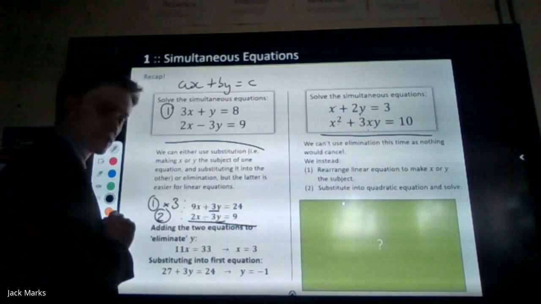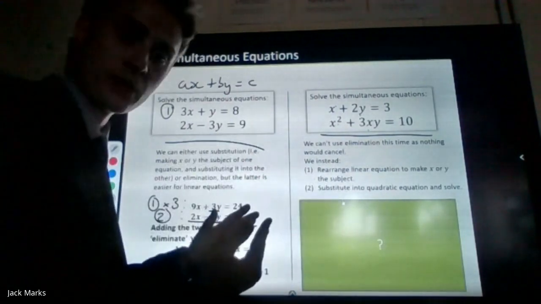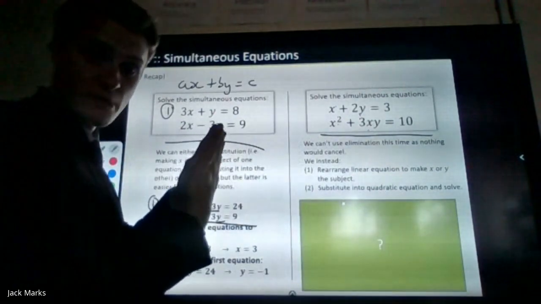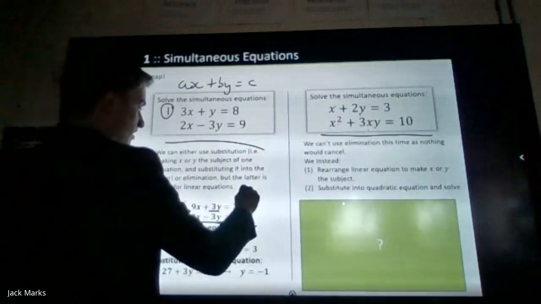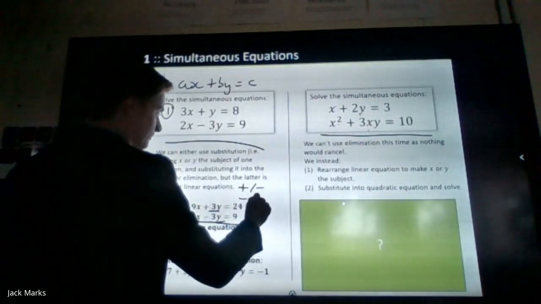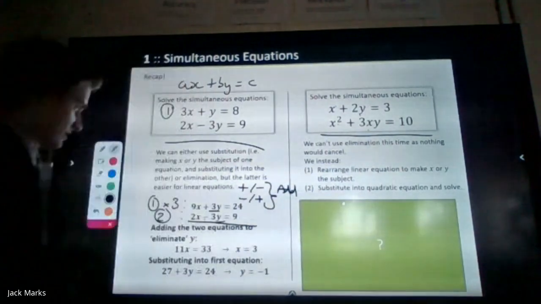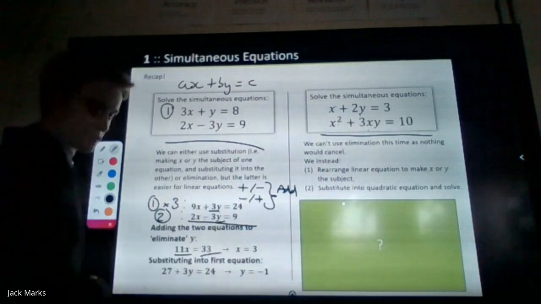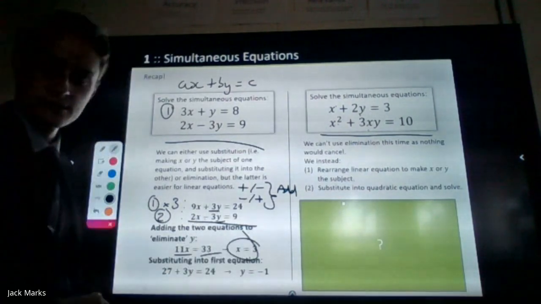If they are different signs, they are sort of opposites. They're the other side of the number line from each other. So if you add them together, they will move towards 0 on the number line. They will cancel each other out. So if the signs are different, okay, we are going to add the equations together. 9x and 2x is 11x, 24 and 9 is 33. Okay, x equals 3, great.